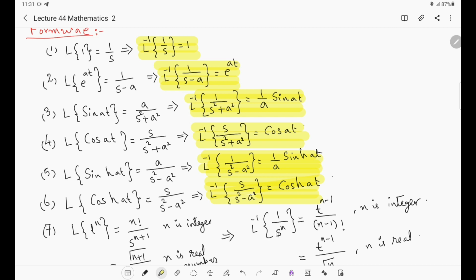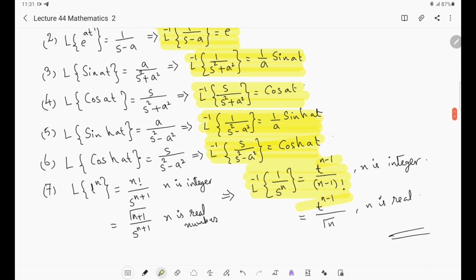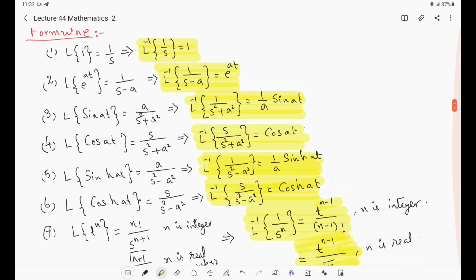Then Laplace inverse transform of 1 by s power n will be t power n minus 1 by n minus 1 factorial if n is a positive integer, and it is t power n minus 1 by gamma n if n is a real number. So these are the 8 formulae that we need to remember for solving problems related to inverse Laplace transform.